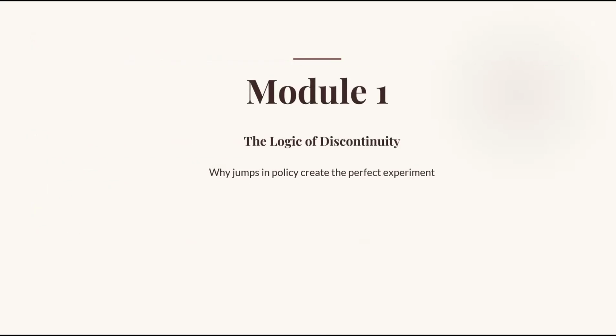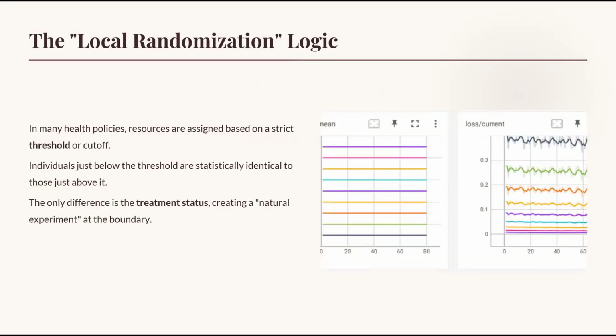Next, we have Module 1. This section explains why policy thresholds create perfect experiments. The local randomization logic. In many health policies, resources are assigned based on a strict threshold or cutoff. For example, age or income.